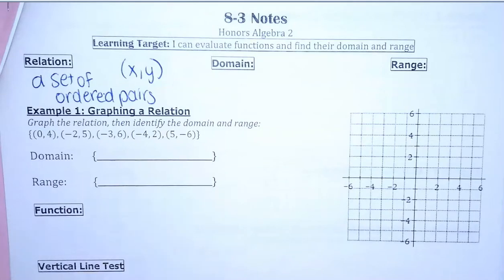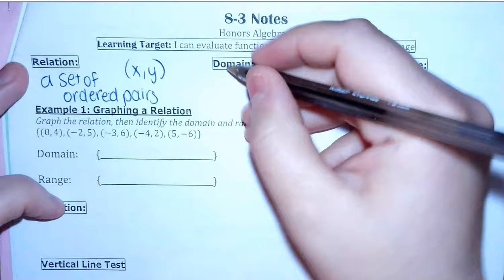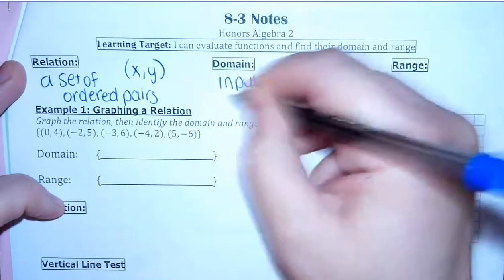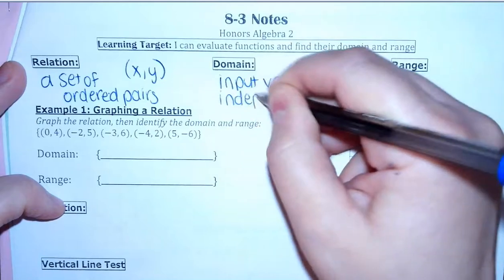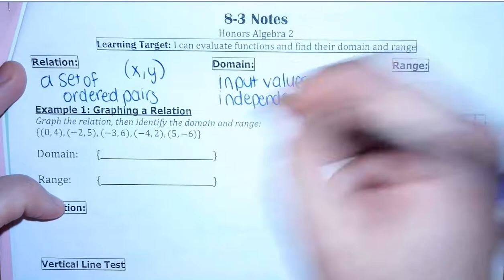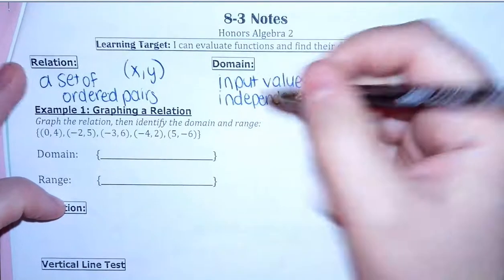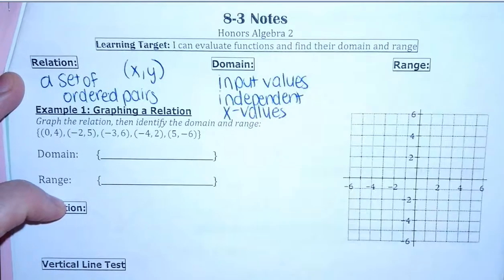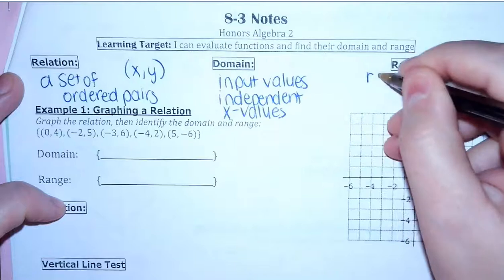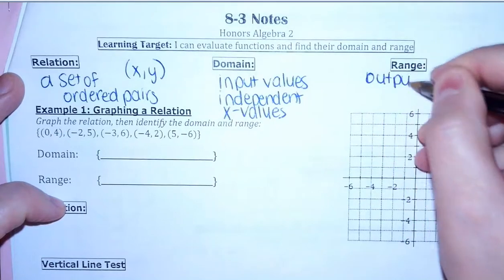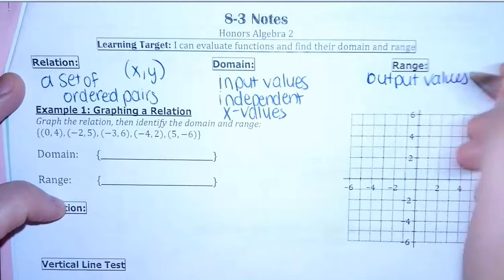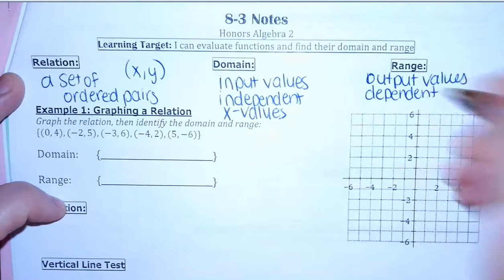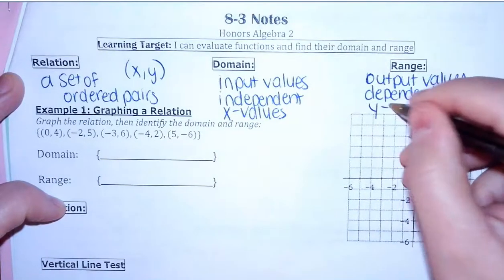Okay, domain is called your input values. It's called your independent variable. And most typically, unless we have different variables we're using, these are going to be the x values on your graph. Your range is going to be your output values. These are dependent on the domain, so they're called the dependent variable. And then these are going to be your y values.